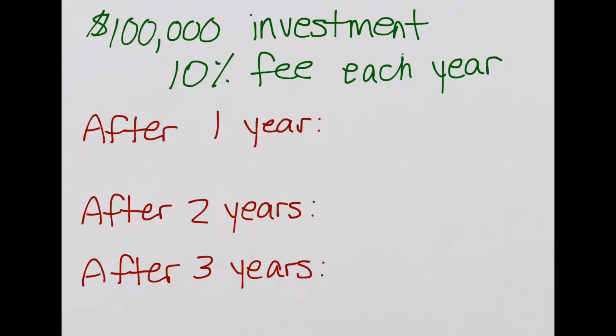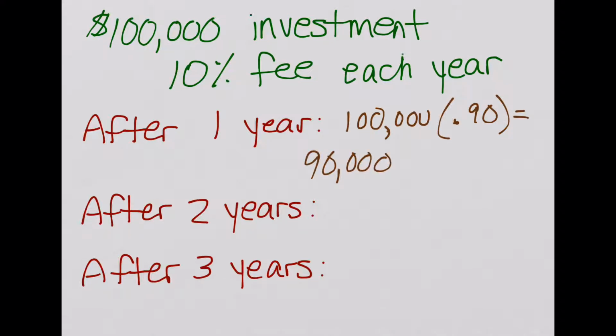He's keeping 90%. And so out of that $100,000 investment, we're going to start with $100,000, and we're going to keep 90% of it. And so after 1 year, there's only $90,000 left in his account.